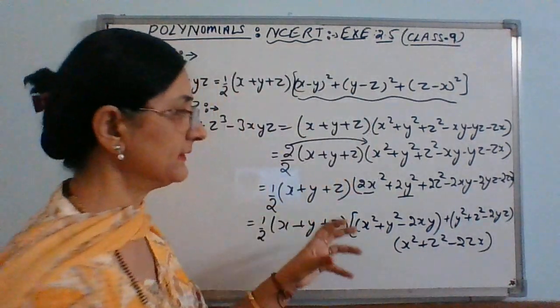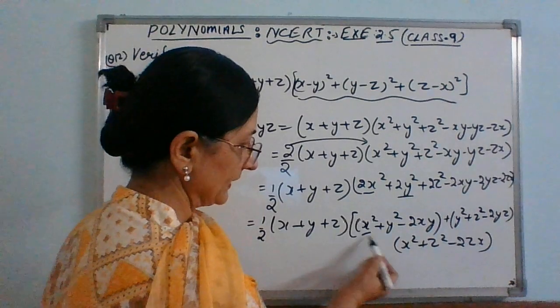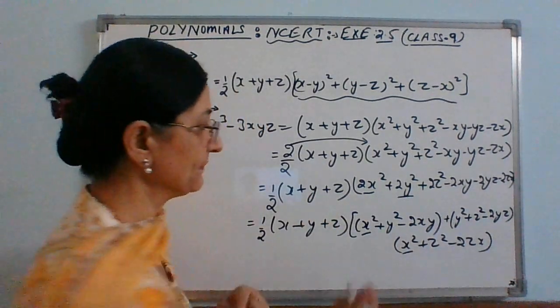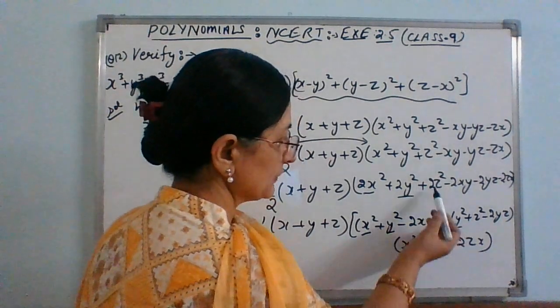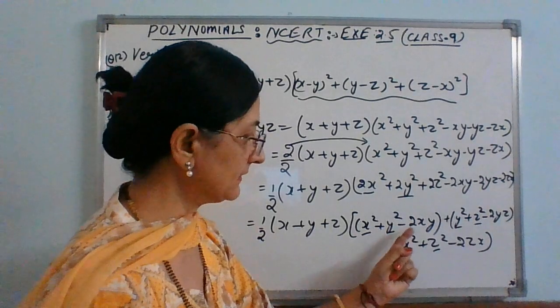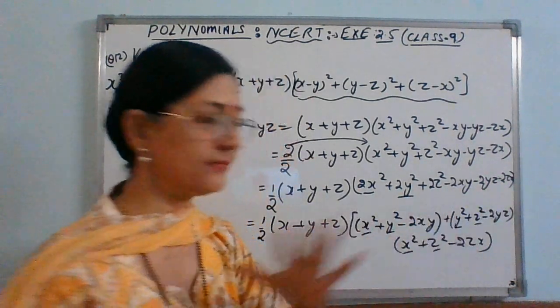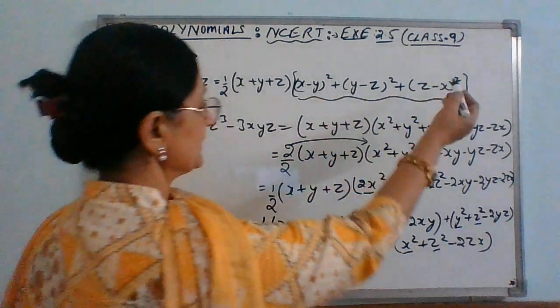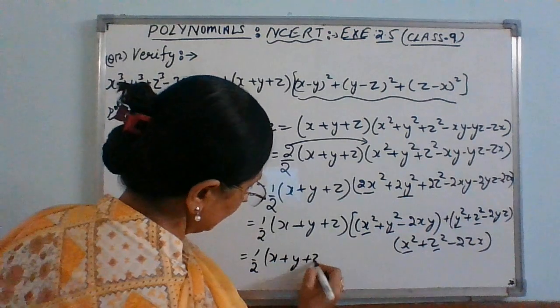I have done the arrangements. I've done the grouping. There were 2x square; I've taken 1 here, 1 here, meaning 1 and 1, 2. Y square 1 here and 1 here. 2z square 1 here and 1 here. The rest, 2xy I have given to this, 2yz I have written here, 2zx I have written here. So it makes the formula. So this is equal to half x plus y plus z here.